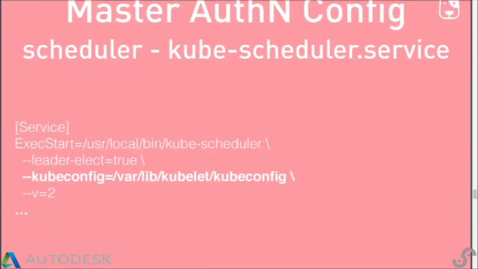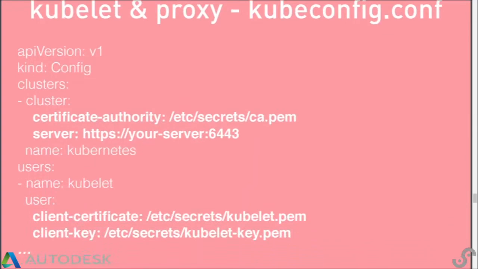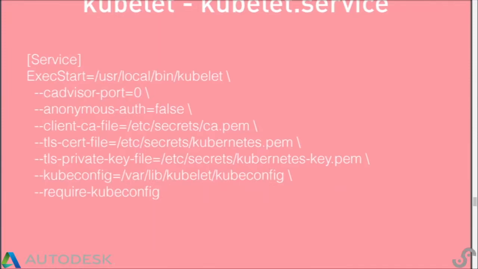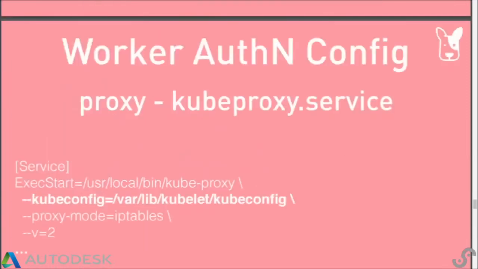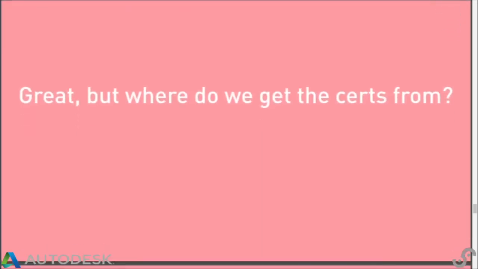Scheduler config. This just pulls in all the same config that was specified in the earlier kube config file. This is that file actually, the kube config. And the kubelet. This is again the part running on the workers. And the proxy also pulling in that same kube config here. Okay, great. So that's all fine and dandy. We know how to configure it now.